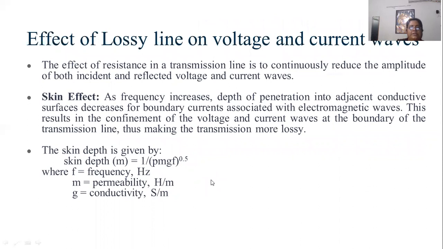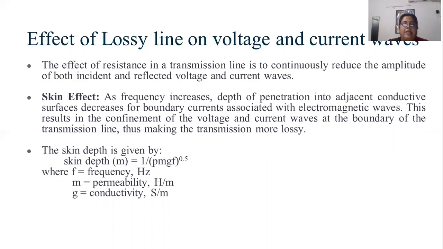Effect of the lossy line on voltage and current waves. The effect of resistance in a transmission line is to continuously reduce the amplitude of both incident and reflected voltage and current waves. Now we'll discuss the skin effect.